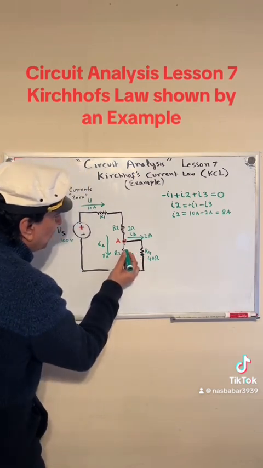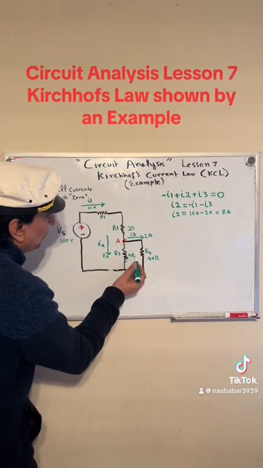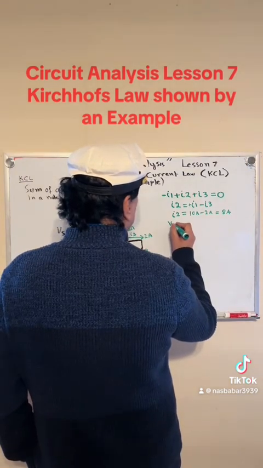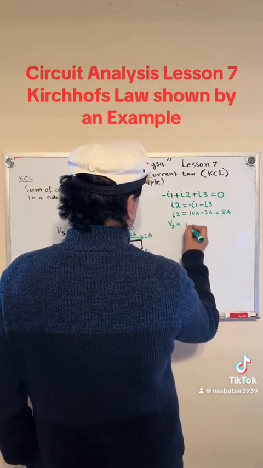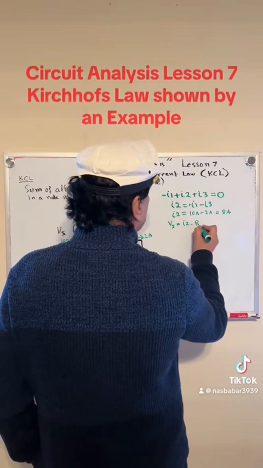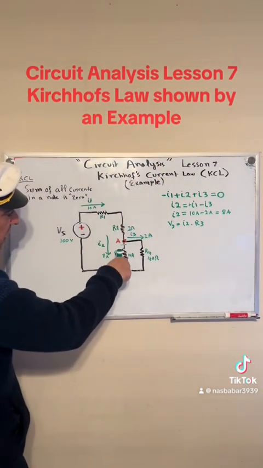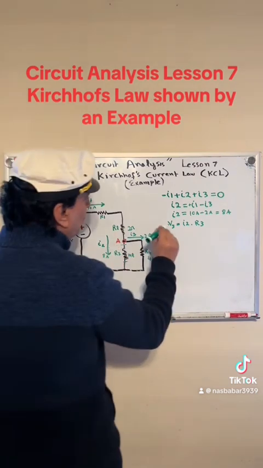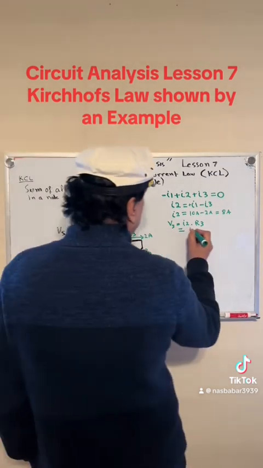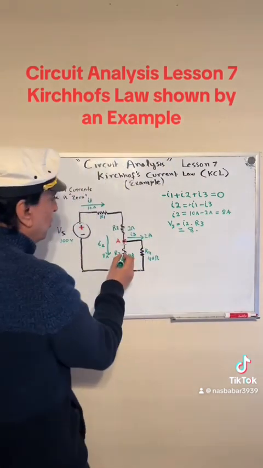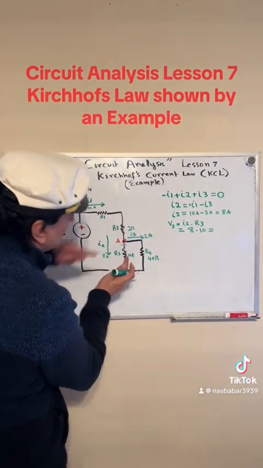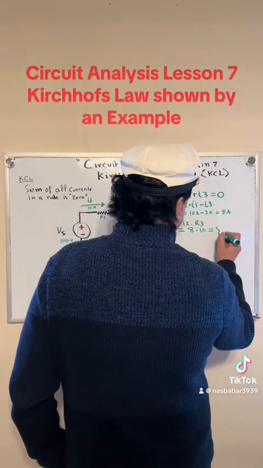We want to find out the voltage drop across this resistor right here, the 10 ohm resistor. So how do we do that? Well, we can use Ohm's law. So the voltage drop at R3 would be V equals IR, I2 times R3. I2 is going through R3. I calculated I2 as 8 amp, times R3, which is 10 ohm. So the voltage drop at this resistor is 8 times 10, which is 80 volts.